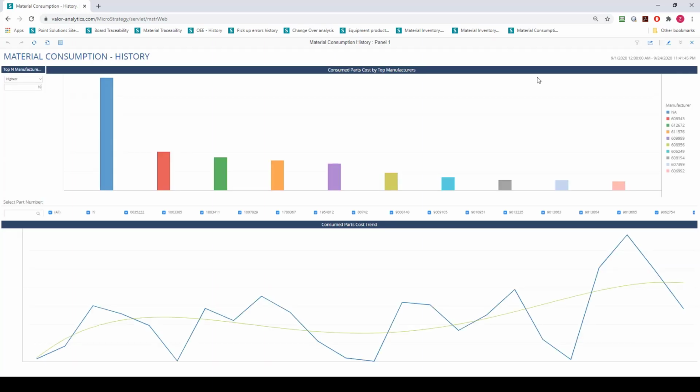The upper portion of the report shows the inventory by manufacturer, and the lower portion shows the consumption of components over time. The upper portion can be filtered on the manufacturer, while the lower portion can be filtered on specific part numbers. This concludes the material management demonstration discussing manufacturing analytics.